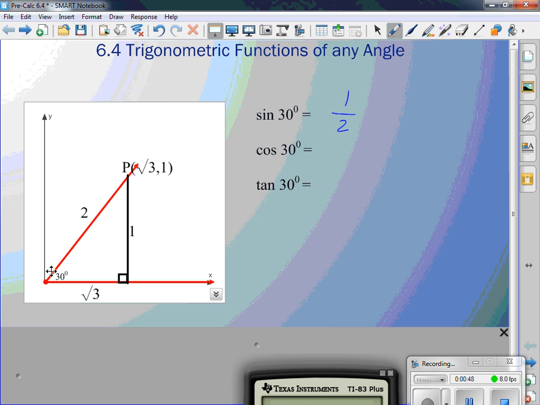Cosine of 30 is adjacent over hypotenuse, which is the square root of 3 over 2. The tangent of 30 is opposite over adjacent. Now this one you have 1 over the square root of 3. We don't leave radicals in denominators. So I technically multiply both by the square root of 3. So I have square root of 3 over 3. Last time you probably saw that was geometry.